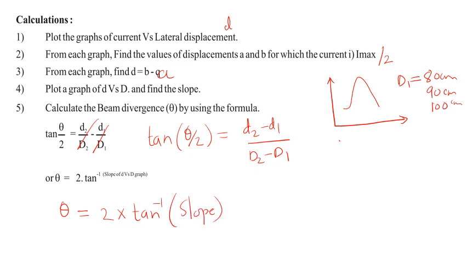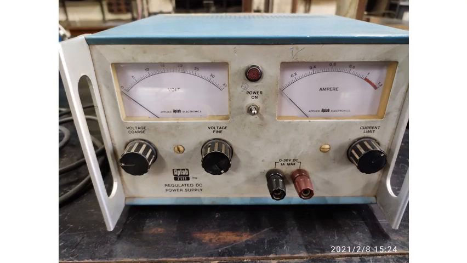So by using this formula, if the value of theta is higher, that means there is higher divergence of the laser beam. It is expected that laser should travel in a straight line, but it is not the practical case. Laser diverges from the actual path, and we have to find this divergence by using this experiment.